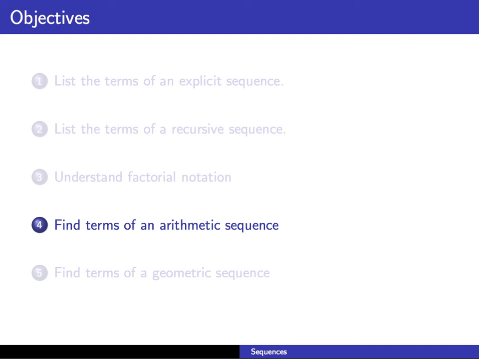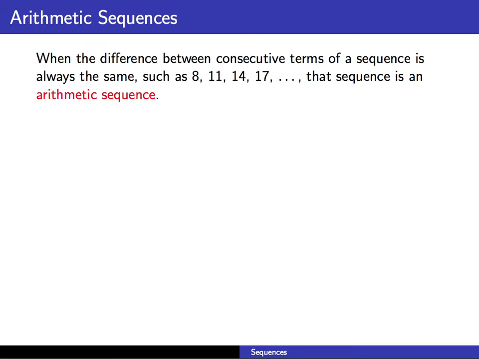All right, in this video, we're going to look at finding the terms of an arithmetic sequence. When the difference between consecutive terms of a sequence is always the same, such as 8 to 11 to 14 to 17, then that sequence is called an arithmetic sequence.